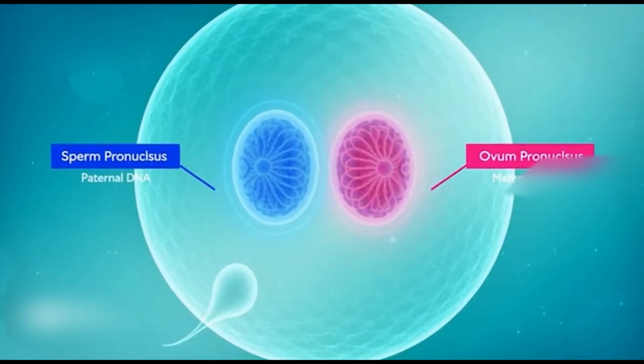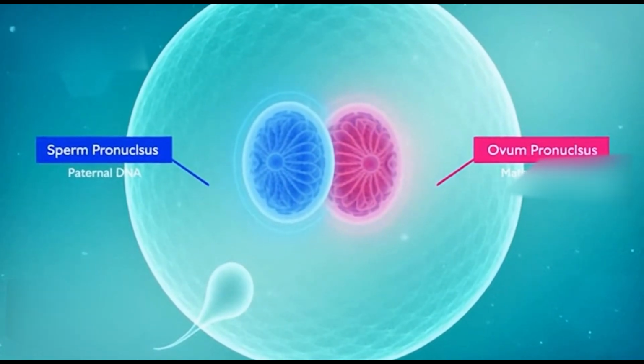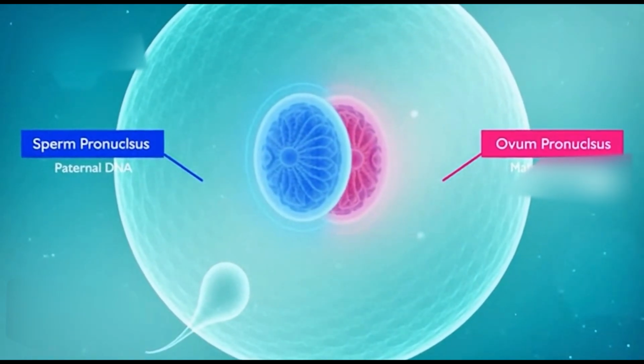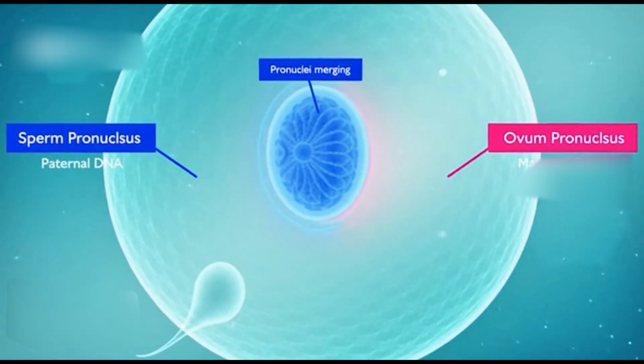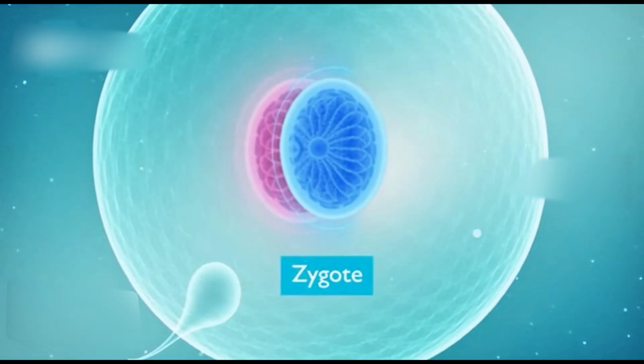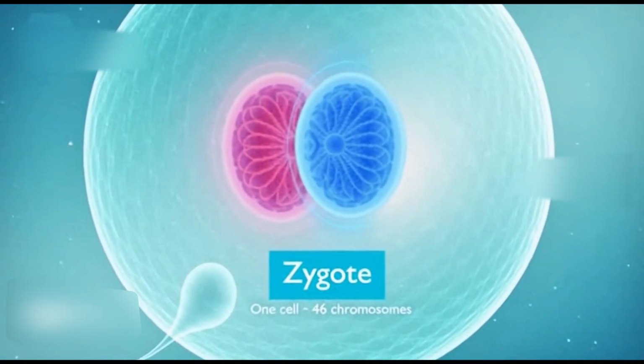The sperm and ovum nuclei merge, forming a single-celled zygote. This zygote now contains genetic information from both parents and is ready for its first division.